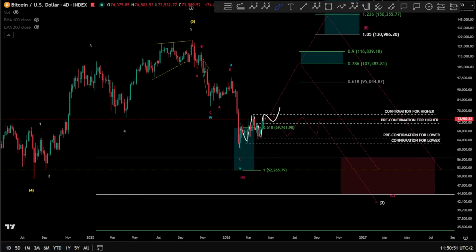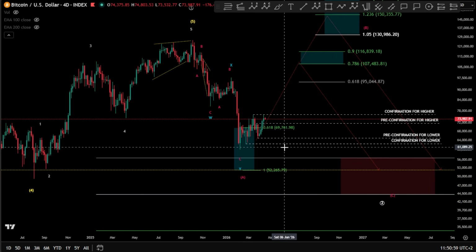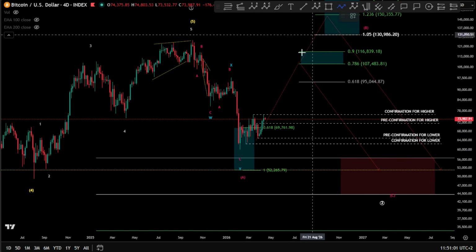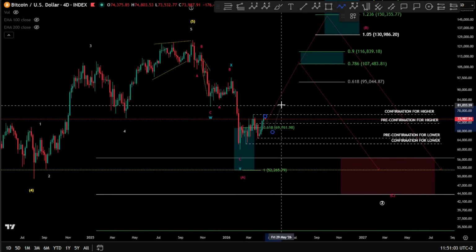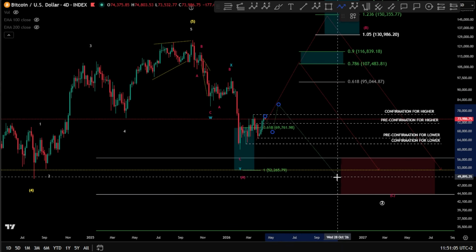So then pushing down, meaning W, X, and Y as well, and then pushing down for this wave C, as you can see there. Now, the probability for a triangle is out since yesterday, and this is the high that we got here. The probability for this triangle is out right now. So I would say the path can be here as a potential W, X, and a Y, just like that.